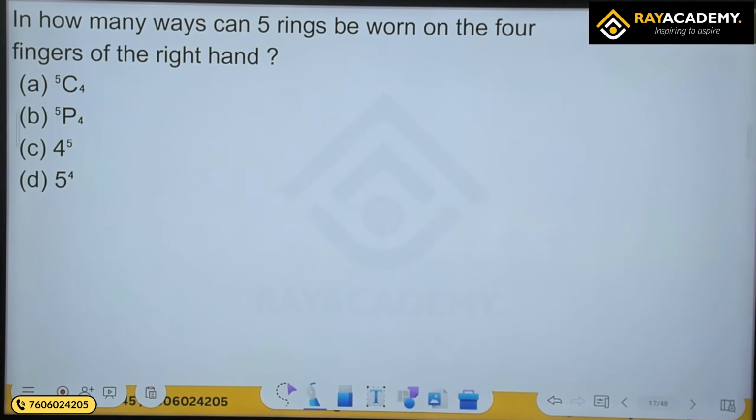Next question, in how many ways can 5 rings be worn on the 4 fingers of the right hand? Okay, so if you see the options, 5C4 cannot be the answer. You are not choosing 4 fingers out of 5, or 4 rings out of 5 rings, so that is not the answer. 5P4 is also not the answer. So it is a kind of question where we have to solve by counting ways. Let's say if I assume one ring, it can be fit into how many fingers? One ring can be fit into any of the fingers.